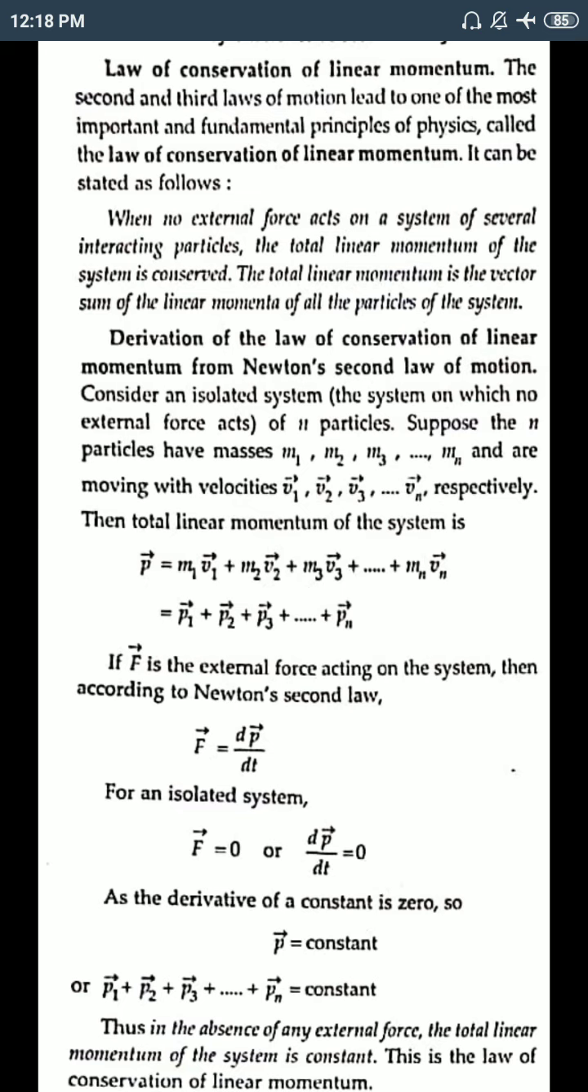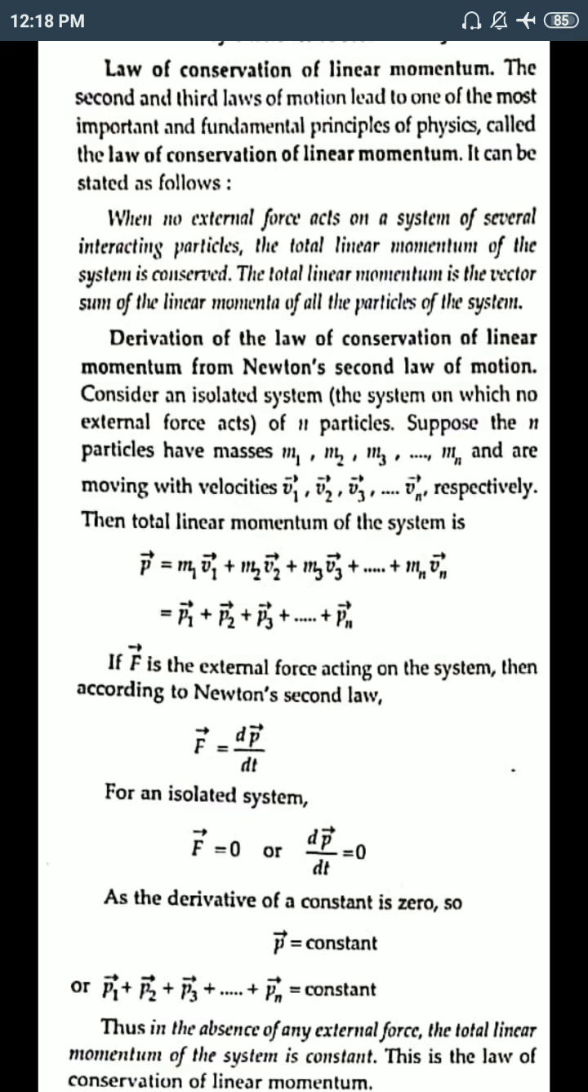As the derivative of a constant is 0, if we write P equals constant, then dP by dt equals 0. If we differentiate a constant, we get 0. So P equals a constant, and P equals P1 plus P2 plus P3 up to Pn. So we can also write the vector sum of P1 plus P2 plus P3 up to Pn equals a constant.